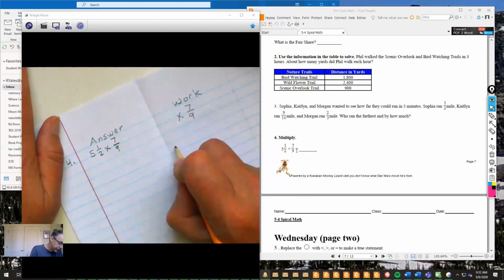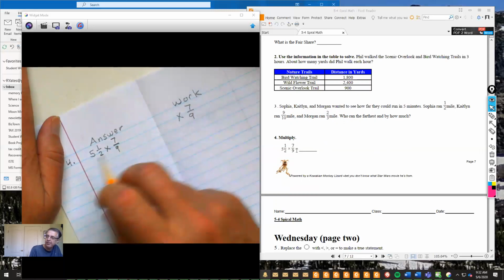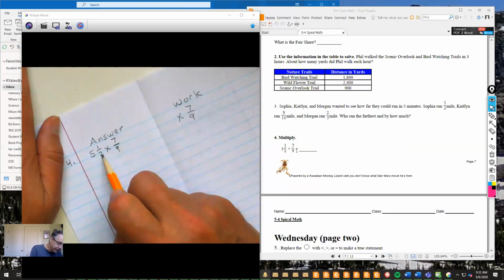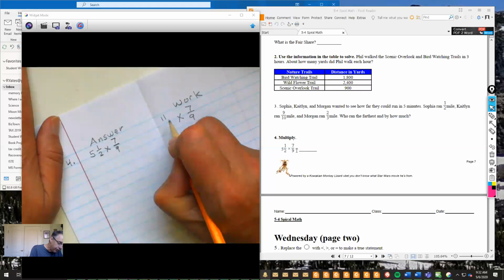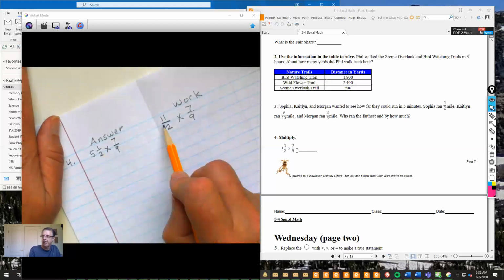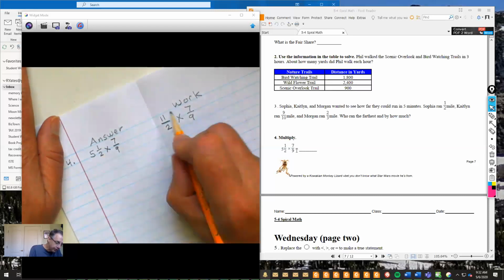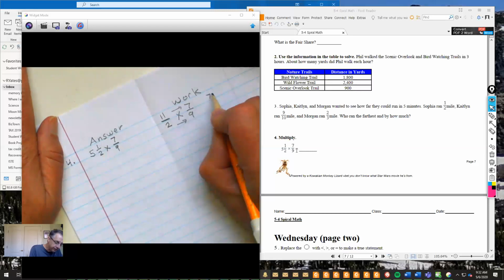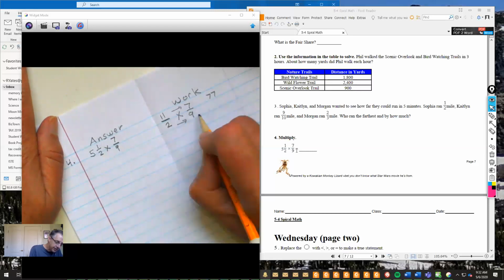So what I'll do is take 5 times 2, which is equal to 10. Add 1 more, that's 11. I'm going to put 11 over 2 as my new fraction because 5 1/2 equals 11 over 2. Then I multiply straight across. 11 times 7 is 77. 2 times 9 is 18.